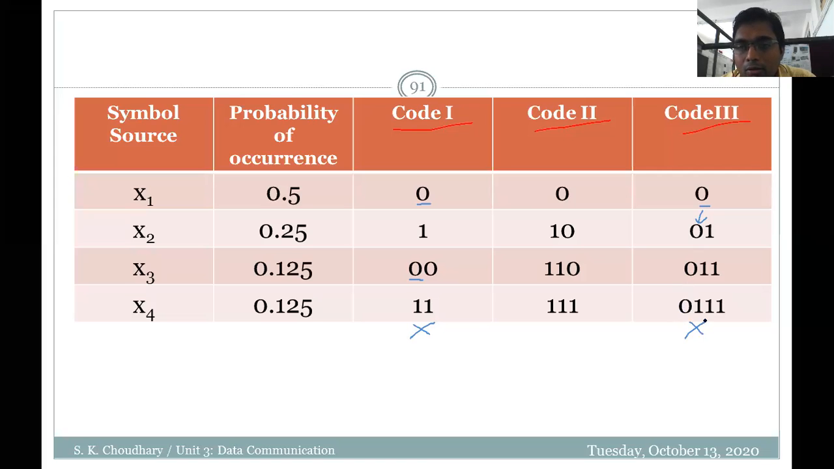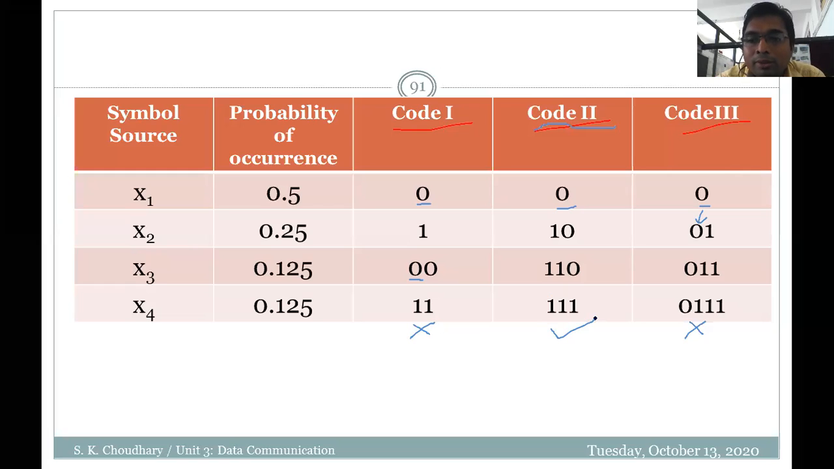Okay. Now we have to come to code 2. In this particular code 2, x1 is encoded as 0, x2 is 10, x3 is 110, and x4 is 111. Now you can see that none of the code words is used as a prefix for any other code word. That means it satisfies the condition of prefix coding, that a code word cannot be used as a prefix for any other code word.